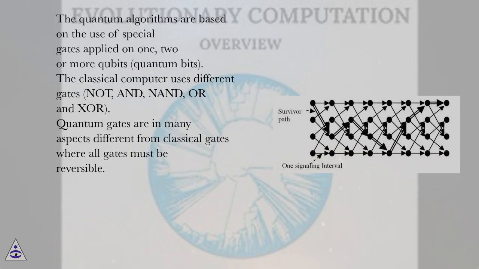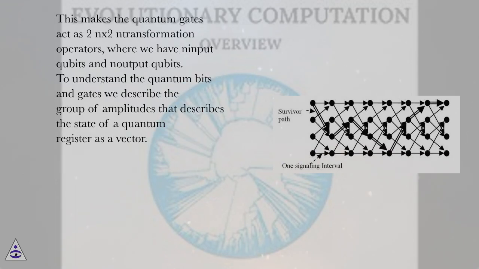The quantum algorithms are based on the use of special gates applied on 1, 2 or more qubits, quantum bits. The classical computer uses different gates: NOT, AND, NAND, OR and XOR. Quantum gates are in many aspects different from classical gates, where all gates must be reversible. This makes the quantum gates act as 2^n x 2^n transformation operators, where we have n input bits and n output bits.